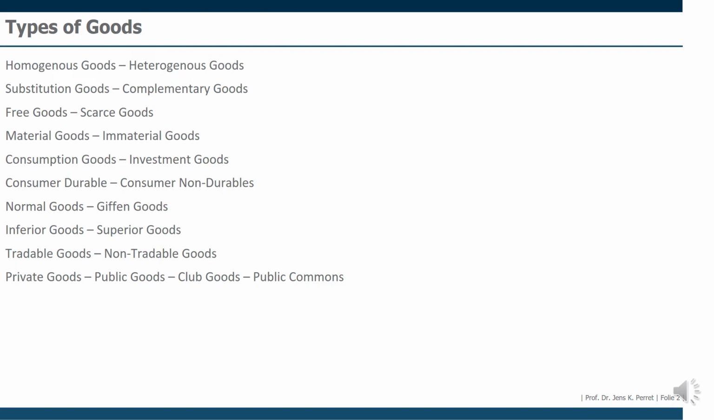Then we have two mixed types, the club goods. Here I have excludability, but no rivalry. And usually the excludability, for example via entrance fees or something like this, is used to ensure that there is no rivalry. With public commons, it's the exact opposite. Here, we do not have excludability, and due to the missing excludability, we get rivalry.